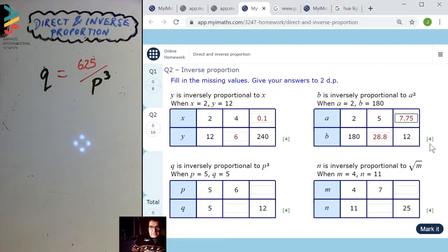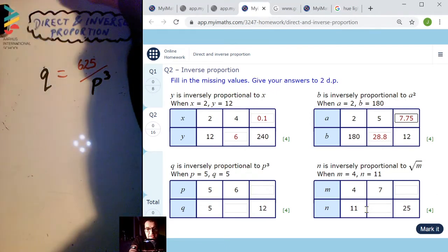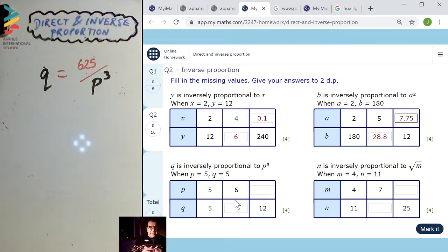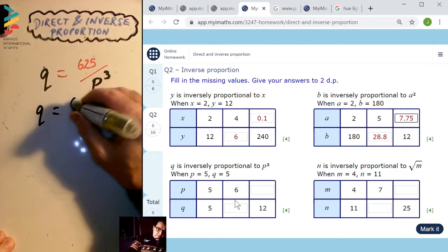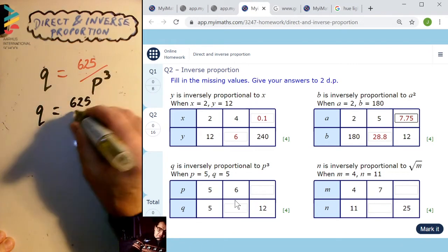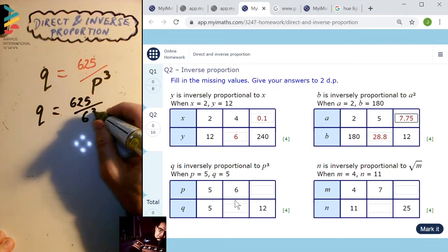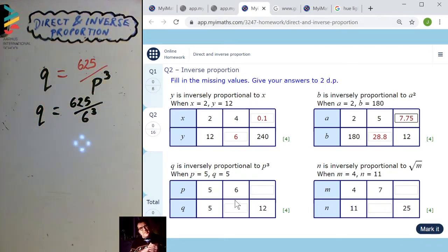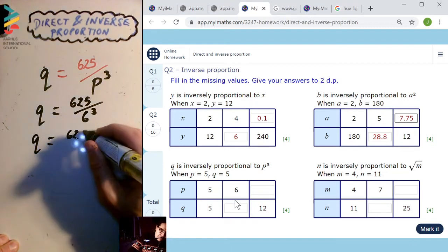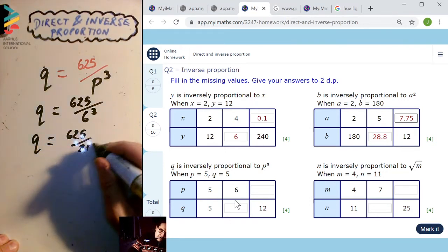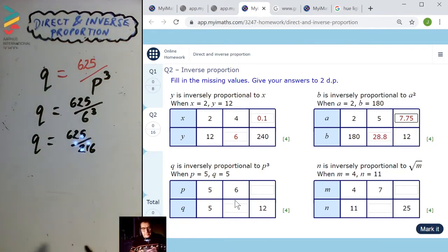Okay, so now we've got to figure out some missing values in the table when p equals 6. So we've got to figure out q when p equals 6. So q equals 625 divided by 6 cubed. 6 cubed is 6 times 6 times 6, which is 216. So q equals 625 divided by 216. So that's going to be one for the calculator.